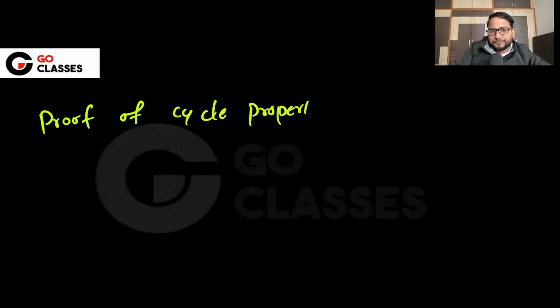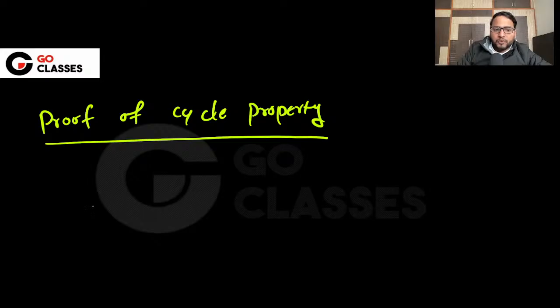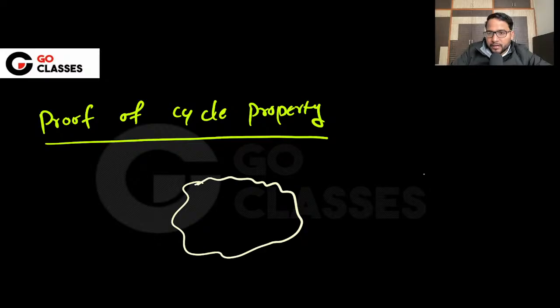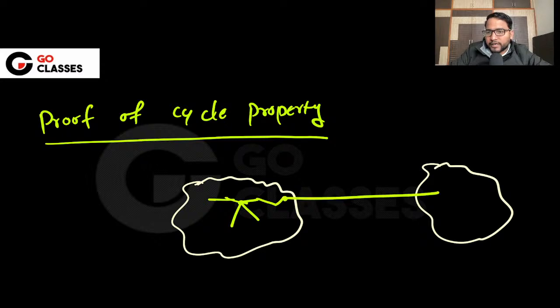Let me just prove this. Suppose that this is the MST that you have. Okay, and this is the cycle. So basically, let's suppose that whatever the tree, this is the MST I'm writing. Okay, so basically the MST means there is no cycle and so on, right? This is the MST that you have.